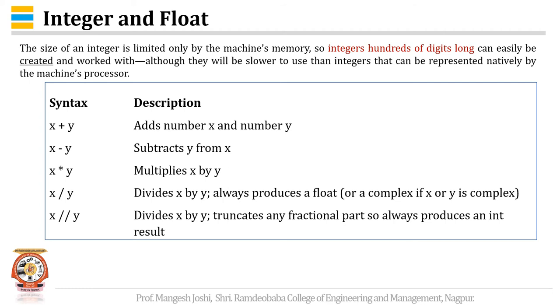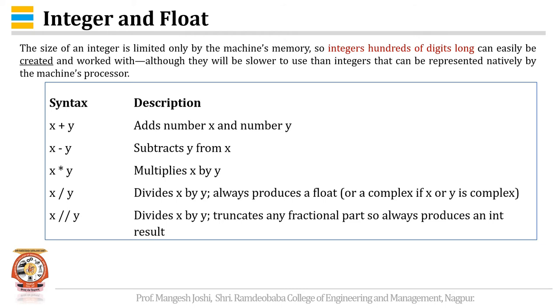So if you go on integer side or float side, if you want to add two numbers, you can directly write x plus y. Again, if you want to subtract y from x, then you can write x minus y. These are the various operations that you can perform on the integers or float values.